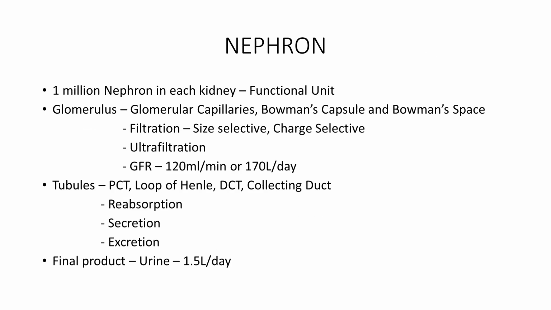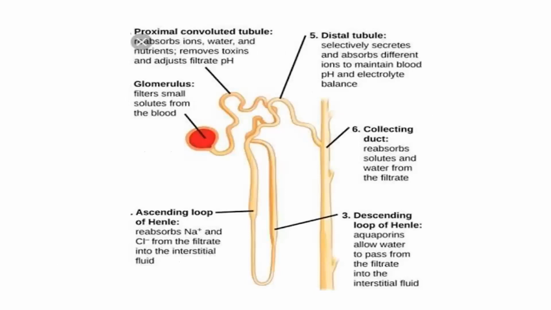So instead of passing 170 liters of urine in a day, by the process of reabsorption, secretion, and excretion, we are able to pass 1.5 liters of urine per day, usually 1.5 to 2. Now these are the different parts of the nephron. Concentrate on the proximal convoluted tubule, which adjusts the filtrate pH, and the distal convoluted tubule, which is responsible for maintaining the blood pH and electrolyte balance. You have to keep this in mind.